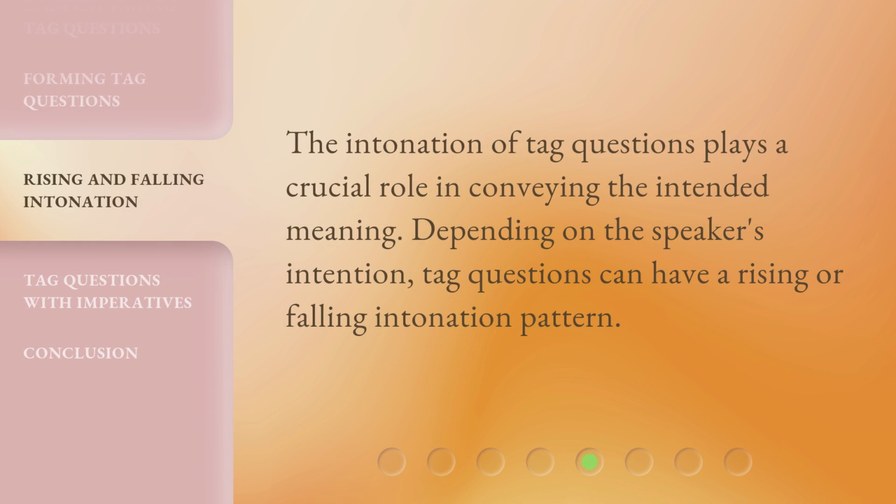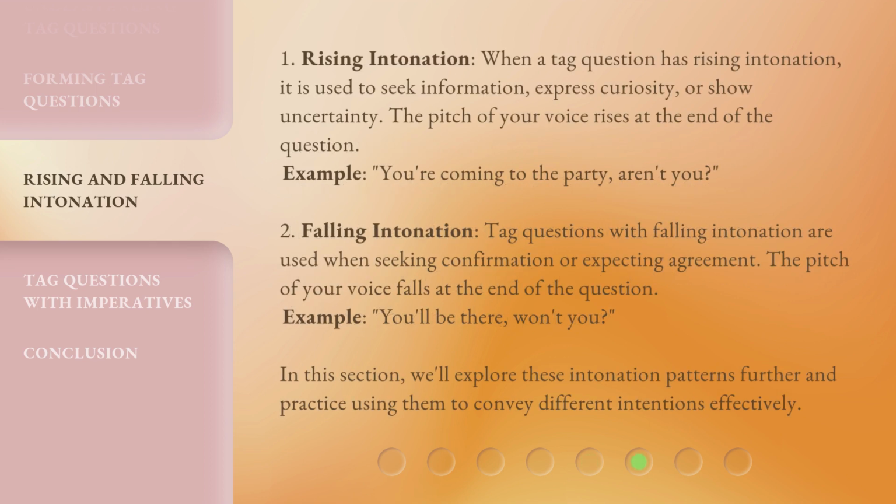The intonation of tag questions plays a crucial role in conveying the intended meaning. Depending on the speaker's intention, tag questions can have a rising or falling intonation pattern. 1. Rising intonation. When a tag question has rising intonation, it is used to seek information, express curiosity, or show uncertainty. The pitch of your voice rises at the end of the question. Example: "You're coming to the party, aren't you?"